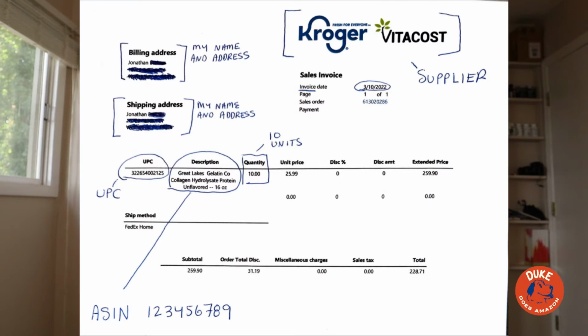and I just happened to print off the invoice. Then on the left-hand side, we're going to see billing address and we're going to see shipping address. Both of them have my name. Both of them are the same matching address.